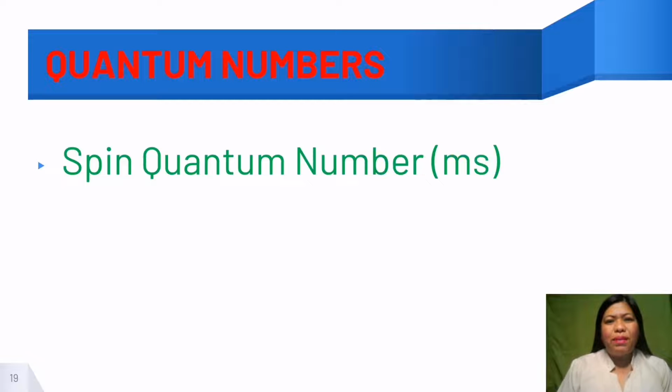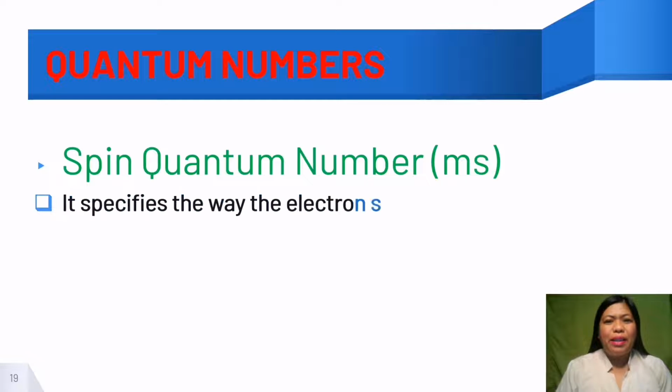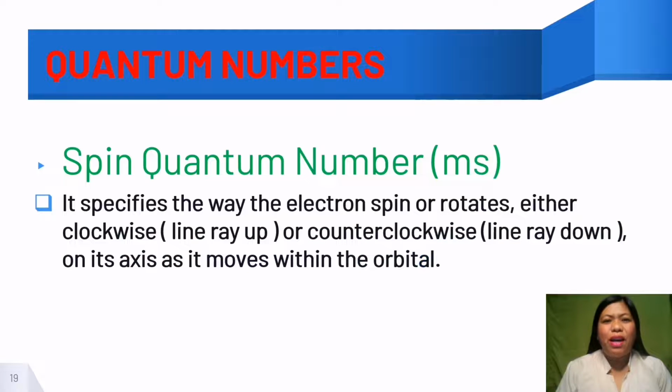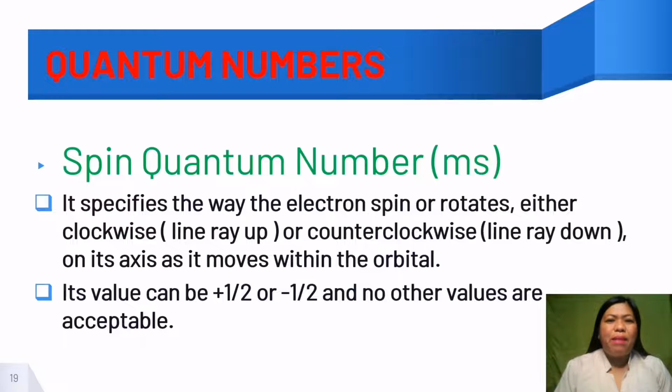The last quantum number is the spin quantum number, or the m sub s. It specifies the way the electron spins or rotates, either clockwise (arrow up) or counterclockwise (arrow down), on its axis as it moves within the orbital. So its value can be positive 1/2 or negative 1/2, and no other values are acceptable.